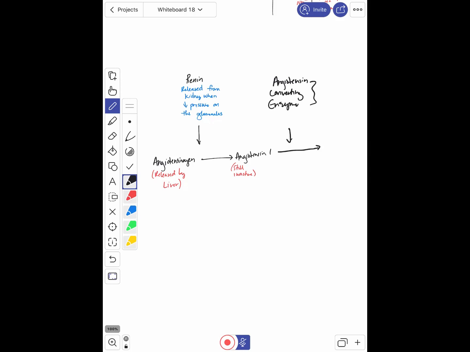This combination makes for a very strong reuptake of water because not only do we have more aquaporins in that collecting duct, but now we also have more sodium to drive that reabsorption.